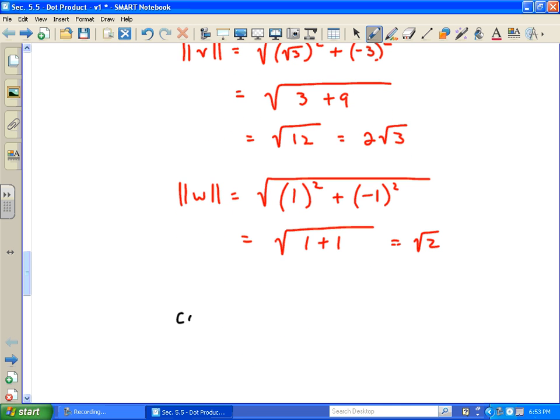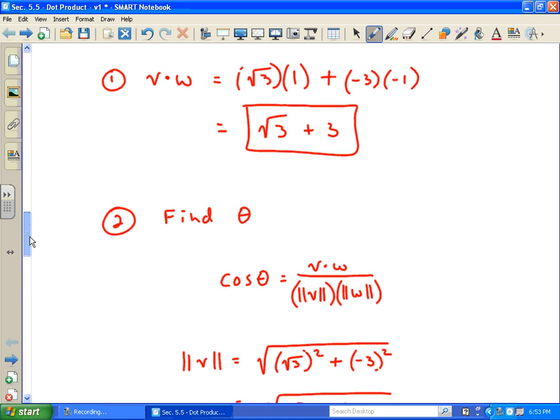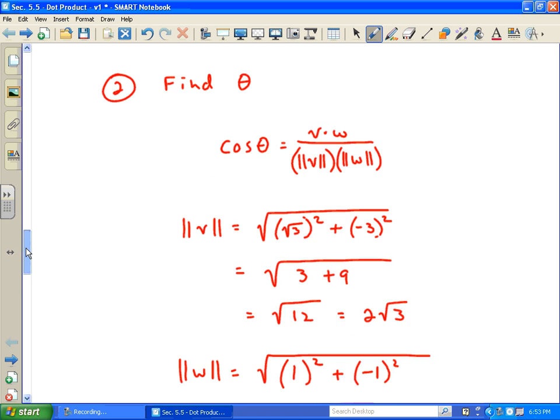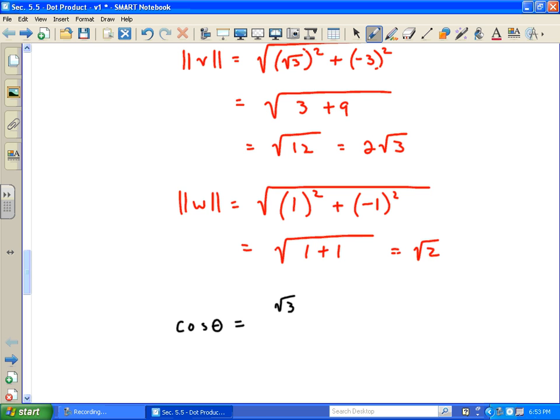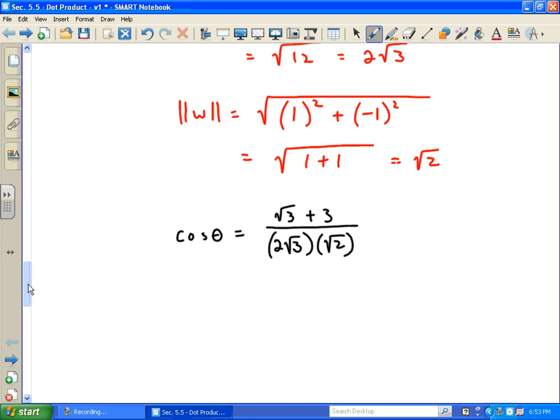So going back to our formula, we have the cosine of theta equals the dot product of v and w. From above, we found out that that was square root of 3 plus 3. And then in the denominator, the product of the two magnitudes. One of them was 2 square roots of 3, and then the other one was square root of 2. Okay. You don't really need to simplify this because what you're wanting to do is solve for the angle. And so to solve for the angle, we'll have theta equals the inverse cosine of the formula that you have written down up above.